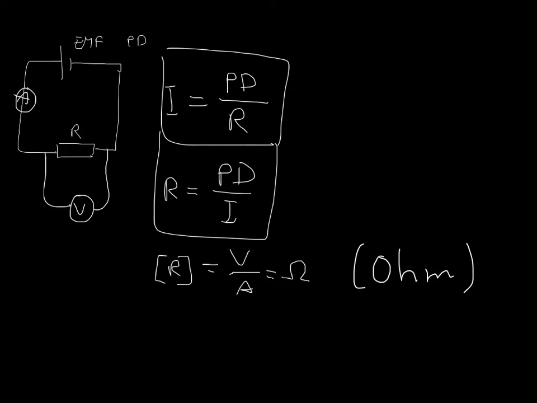And that's really the main things that we need to know for today. It's just that the more PD, the more current, the more resistance, the less current, and we can calculate resistance if we figure out the PD and the current at a certain point in the circuit, and then we just divide them and we get the resistance, and the units are ohms.